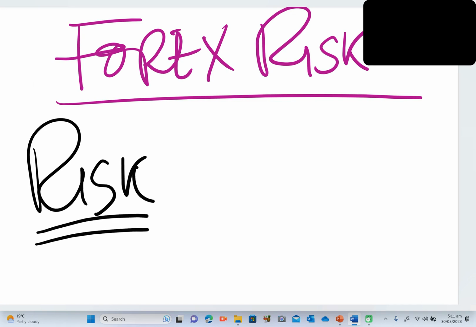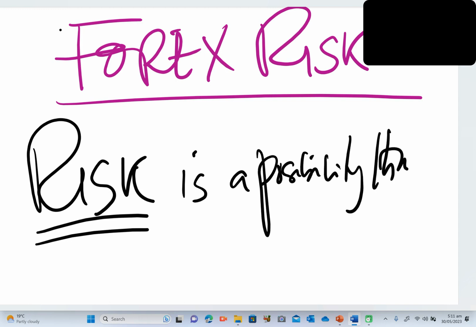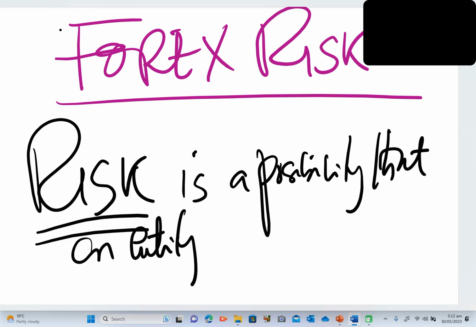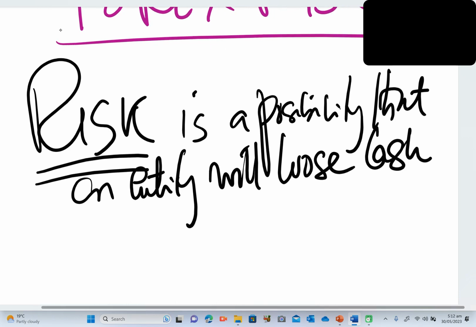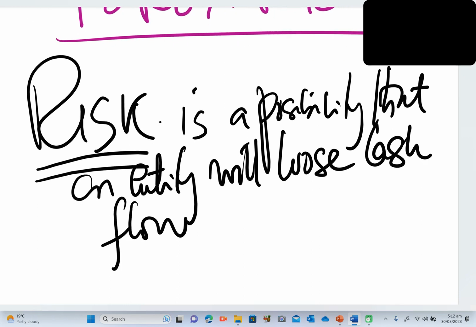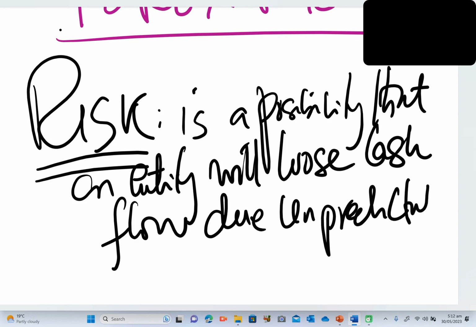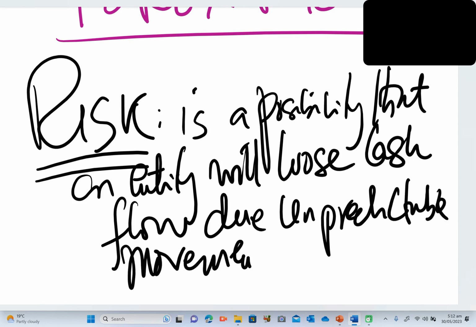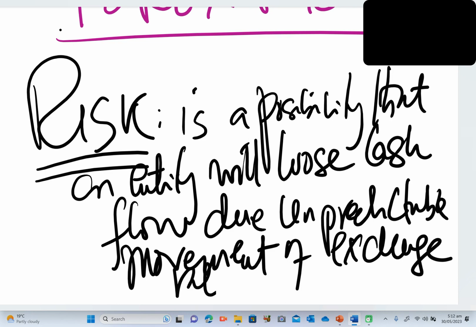Utakuta riski bila kusema forex wanasema is a possibility that an entity will lose cash flow. Ni uwezekano kwamba taasisi itakosa nini? Fedha, due to unpredictable movement of what? Exchange rate. Huwa tunaandika, tunaanzia hapa. Sijui nimeeleweka mpaka hapa.